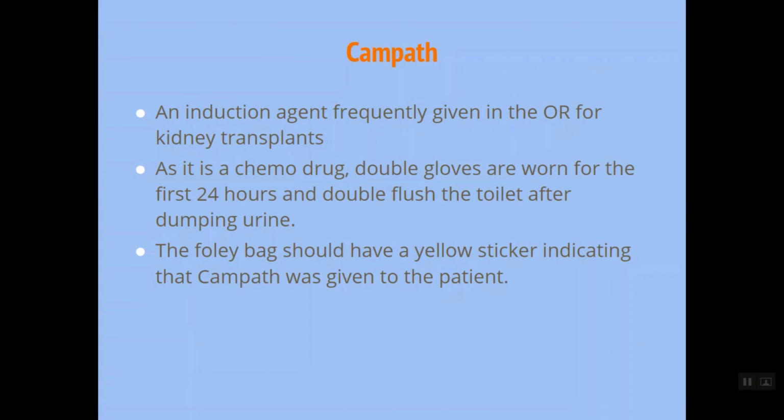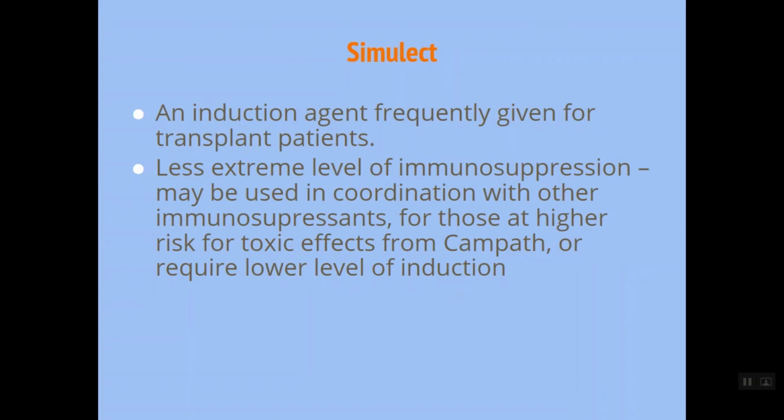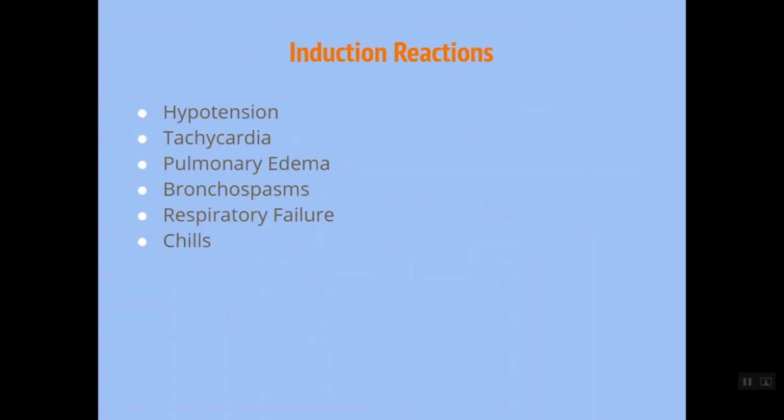Campath is a chemo drug, so make sure that you double glove whenever you're handling the drug, or the urine. You're going to make sure to double flush the toilet after dumping the urine. The Foley bag should have a yellow sticker indicating that Campath was given to the patient. Simulect is another induction agent frequently given for transplant patients. It has a less extreme level of immunosuppression, so it may be used in coordination with other immunosuppressants, or for those at higher risk for toxic effects of Campath, or those requiring a lower level of induction.